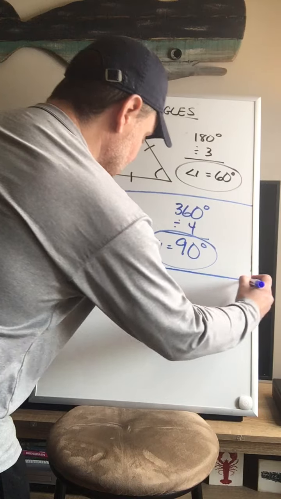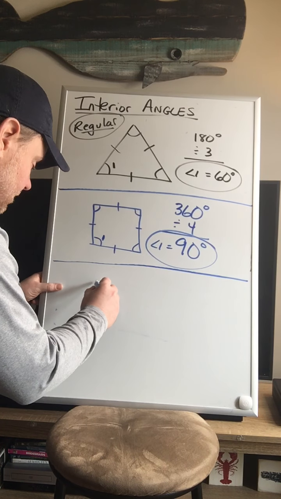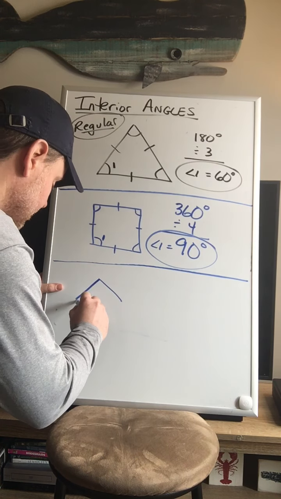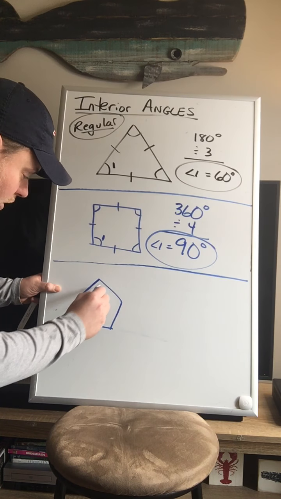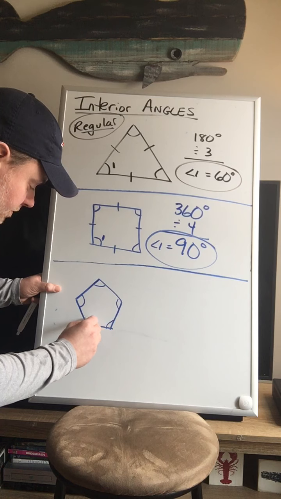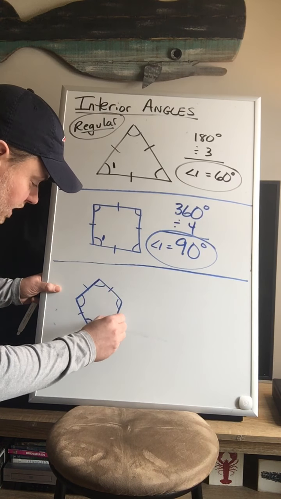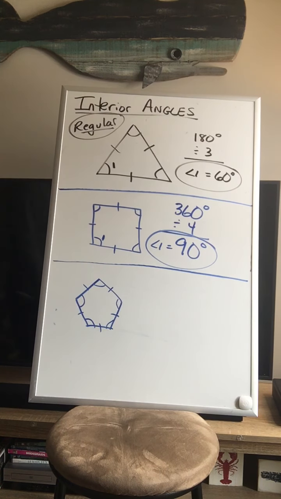Let's go, we had a pentagon, right? We had a pentagon, which was our 5 sides. So let's assume that all the angles are the same. All the sides are the same. This is a regular pentagon. So how many degrees are there going to be in one angle in a regular pentagon?